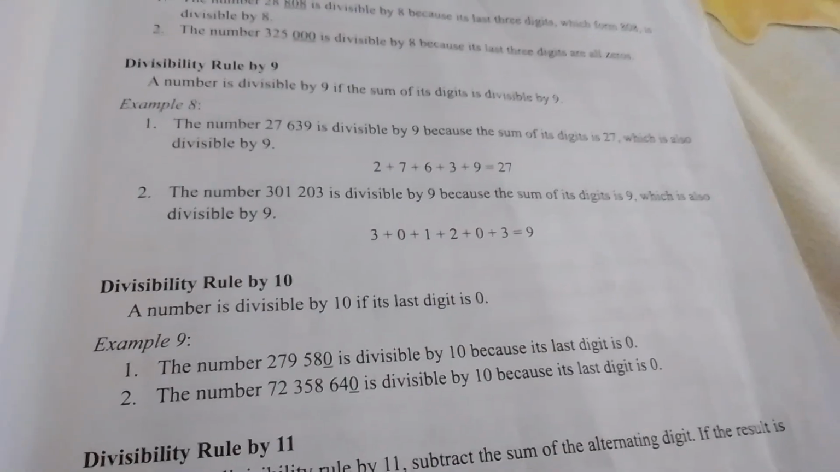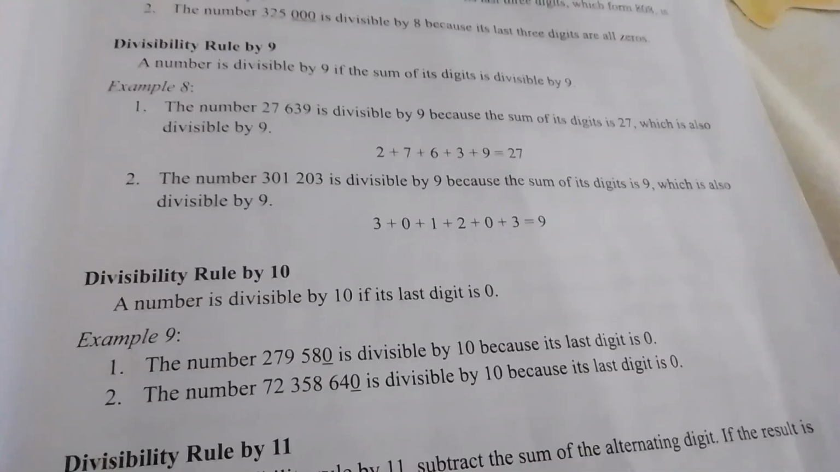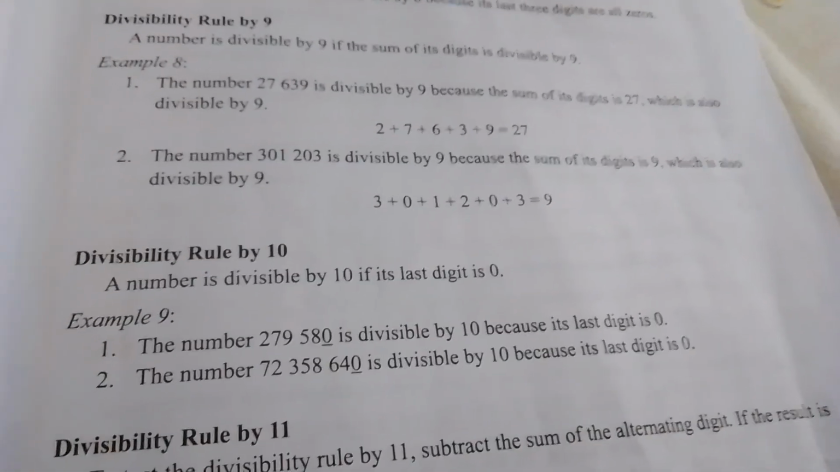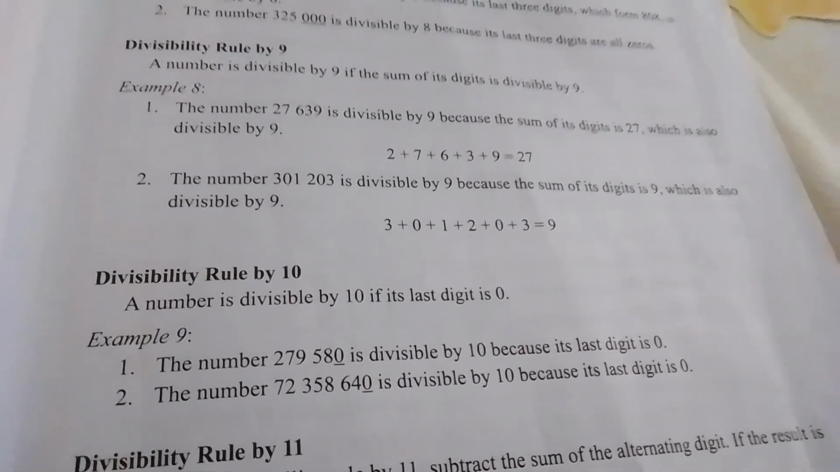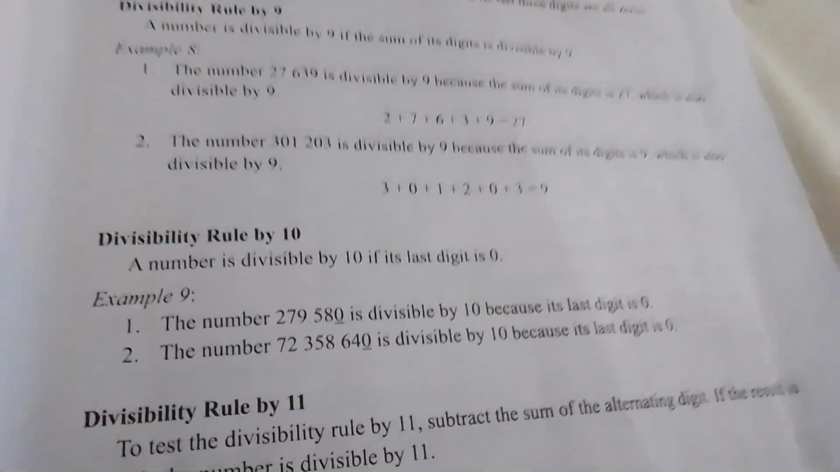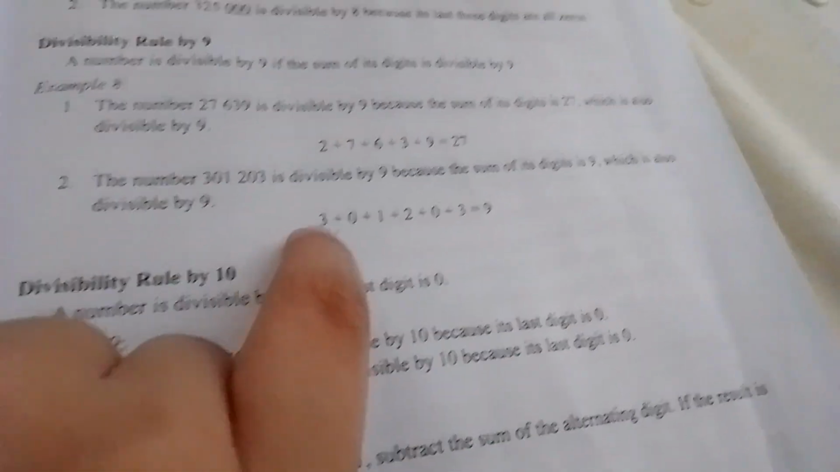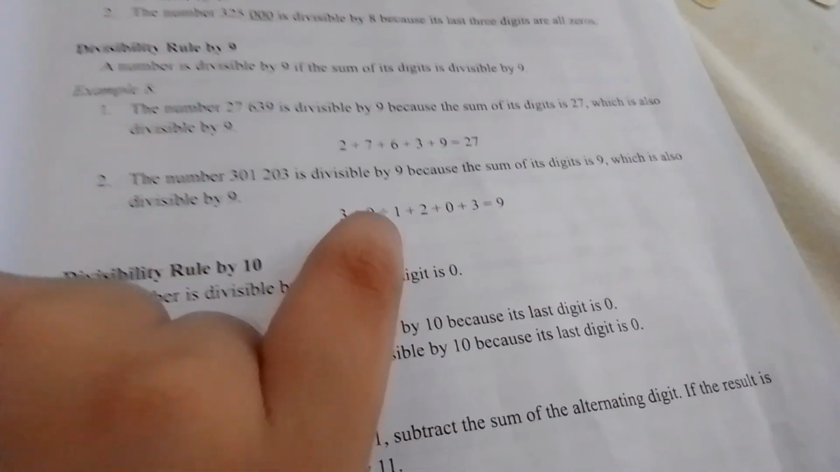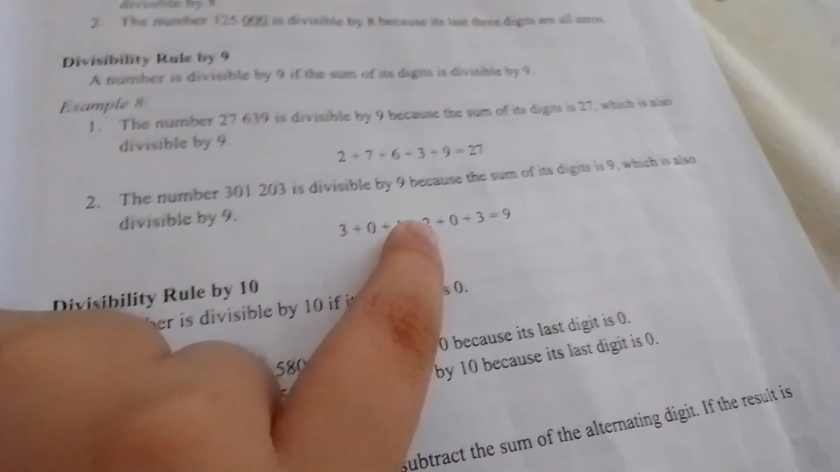The number 301,203 is divisible by 9 because the sum of its digits is 9, which is also divisible by 9, because 3 plus 1 is 4, 4 plus 2 is 6, 6 plus 3 is 9, so it is also divisible by 9.